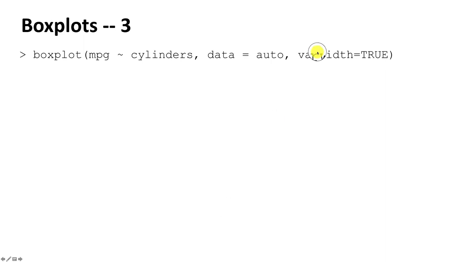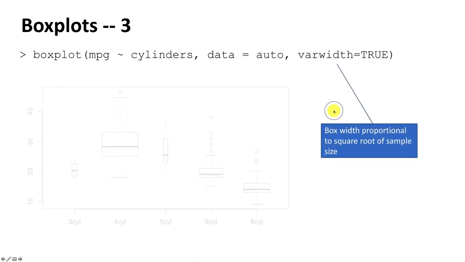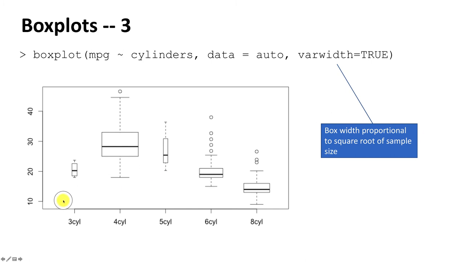There is, and you do that by setting varwidth equals true, variable width. That is, make the width of the box plot proportional to the size of the data sets. This clearly shows us that these three box plots were based on more data than these two box plots. There were very few three-cylinder and five-cylinder cars. The maximum number of cars, of course, are four-cylinder cars, and six and eight are not insignificant. Quite a few six and eight-cylinder cars as well.